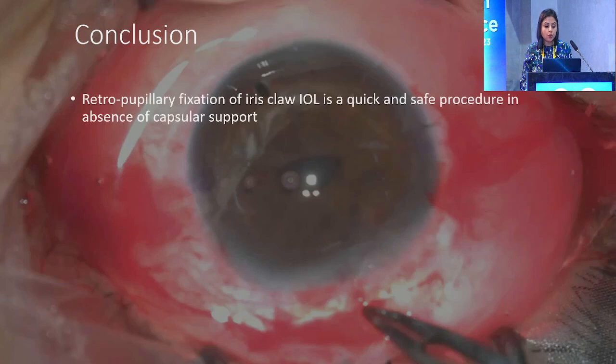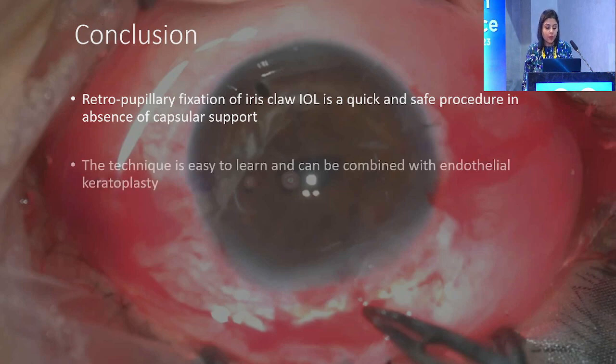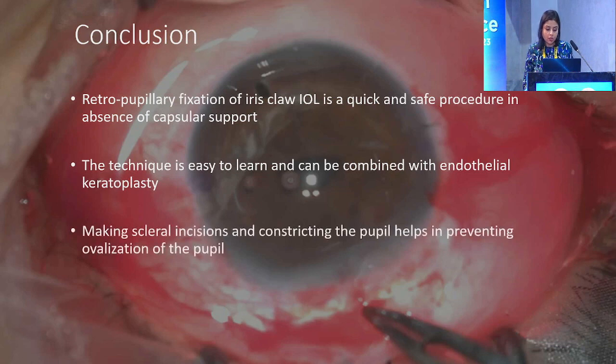So to conclude, retropupillary fixation of iris claw IOL is a quick and safe procedure in the absence of capsular support. This technique is easy to learn. It has a very short learning curve as compared to scleral fixated IOLs, and it can be easily combined with endothelial keratoplasty or even full thickness corneal transplants.